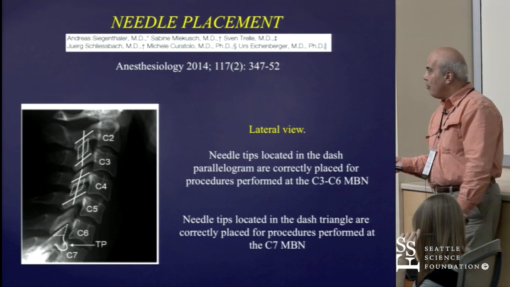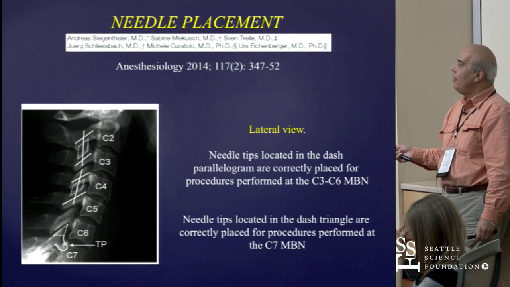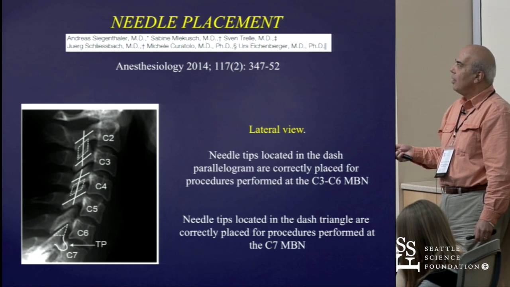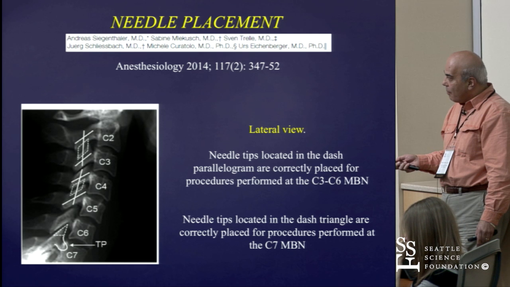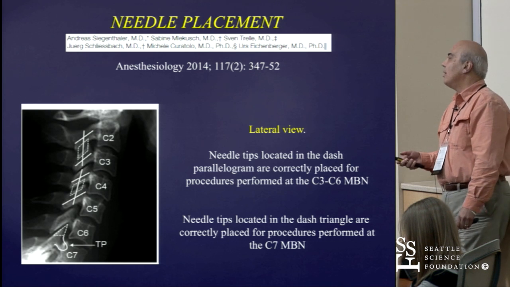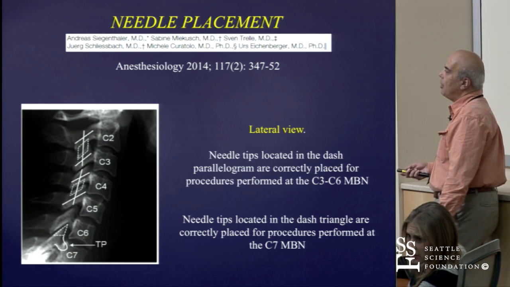In this study done in Switzerland in 2014, on the lateral view, the areas located within the dashed parallelograms right over here are the areas where it would be appropriate and correct to place a needle for a procedure performed at the C3 to C6 medial branch nerve block. As you can see, needle tips located in the dashed triangle over here would be appropriate for performing a procedure at the C7 medial branch nerve block.